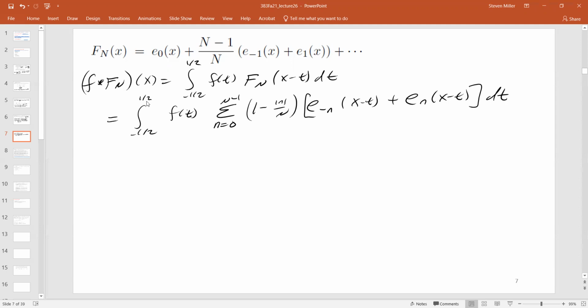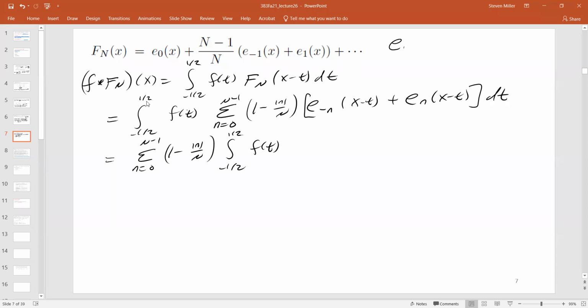Yeah, the absolute value of little n over big N is just 1, so the subtraction just becomes 0. So I could go up to big N if I wanted to, but there's really no point. I know it's going to vanish there. And so now, if I look at what I have, this is the sum, n goes from 0 to N minus 1, 1 minus absolute value of n over N, integral from minus a half to a half, f of t. And now I have e to the negative n x minus t and e to the n x minus t.